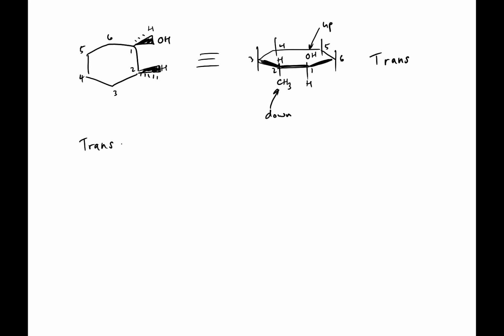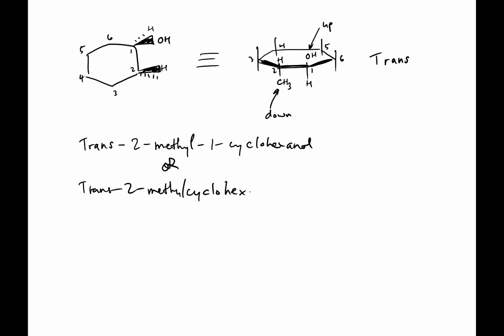So now let me go back and think, okay, what else do I need to worry about? Well, I have an OH at position 1. I have a methyl, here it is right here, at position number 2. Now I know it's just a dashed bond, but remember, that's the line that ends, so there's a CH3 group there. So I would call this trans-2-methylcyclohexan-1-ol. Okay?